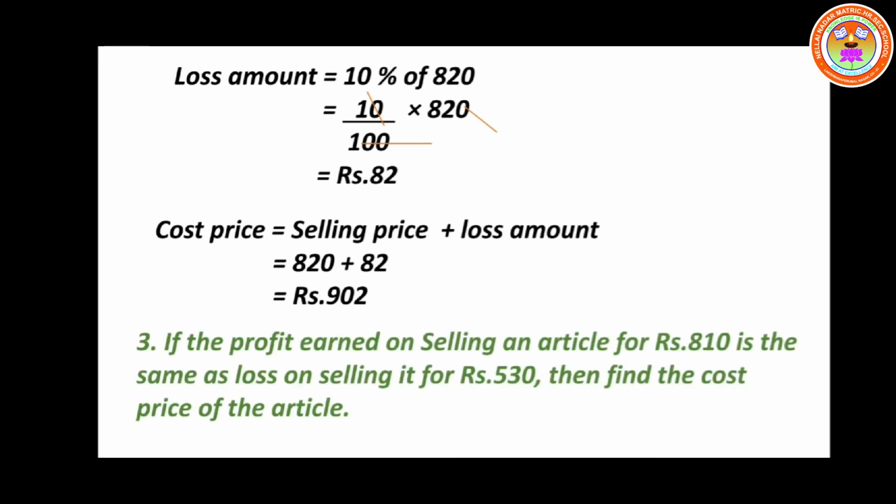Okay, now let us move on to problem number 3. If the profit earned on selling an article for rupees 810 is the same as loss on selling it for rupees 530, then find the cost price of the article. Now we have to find the cost price. Here the two cases are there, that is profit earned on selling an article for rupees 810 and loss on selling it for rupees 530. Okay, now they have asked to find the cost of the article. Okay, now let us move on to the solution, children.